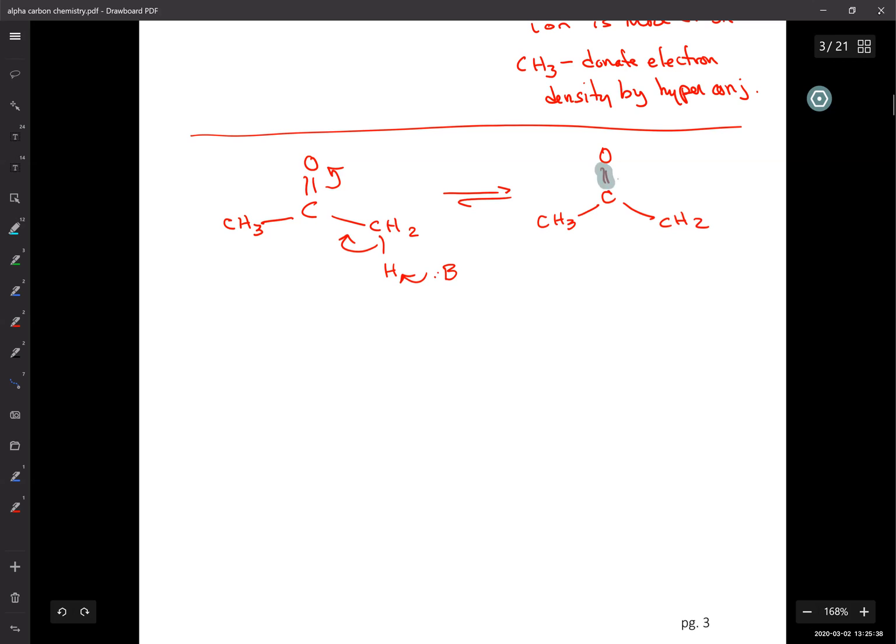Sorry, that's a single bond to the oxygen. Like that. Okay. Now, when you look at the equilibrium amounts, this is 99.9% of it. And this is 0.1%.